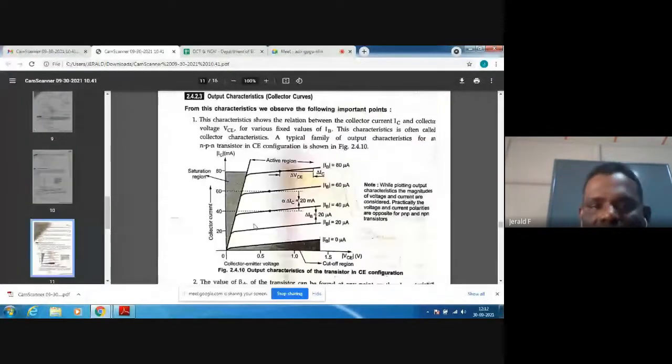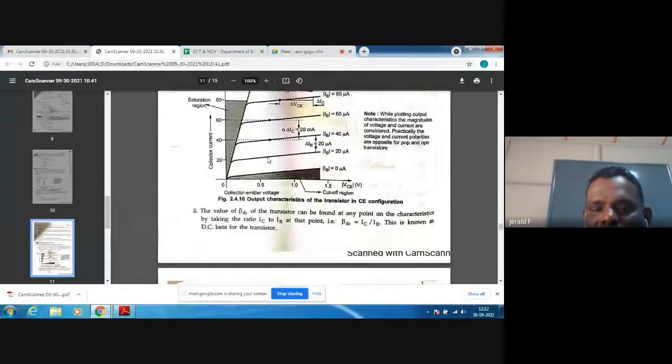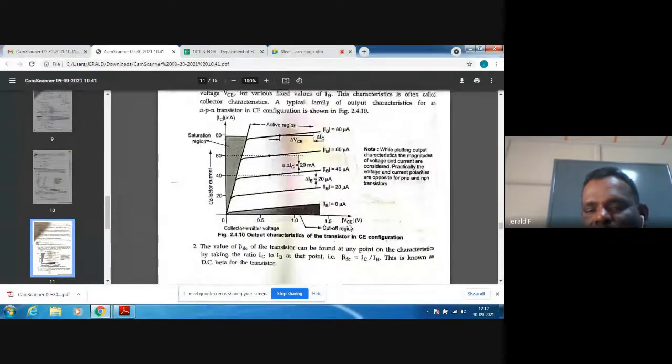What is the output characteristic? The characteristic between the collector current on the output side and the collector voltage. The various fixed values of IB, the collector current varies. So the output characteristic is between the collector base voltage, the emitter collector voltage, and the collector current. Noted for the IB current.